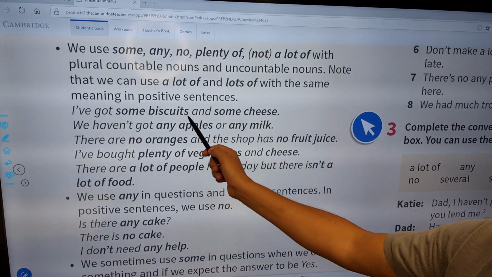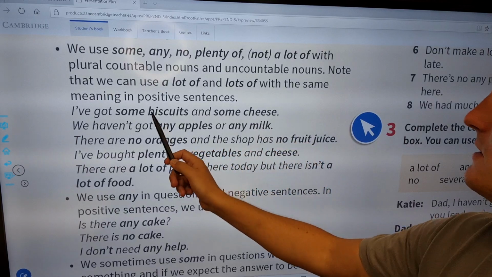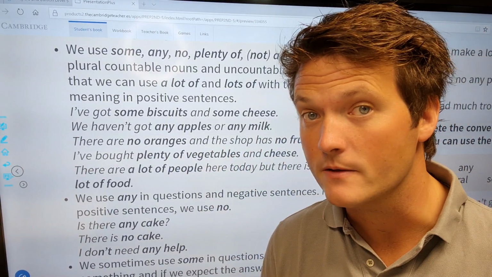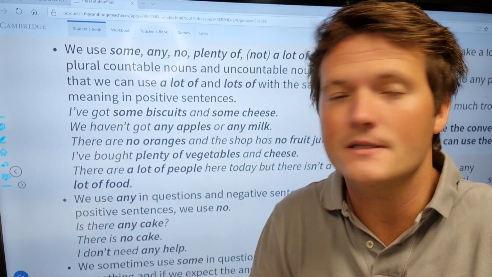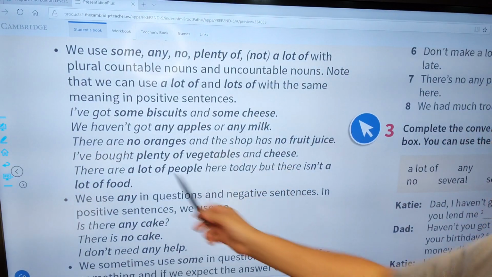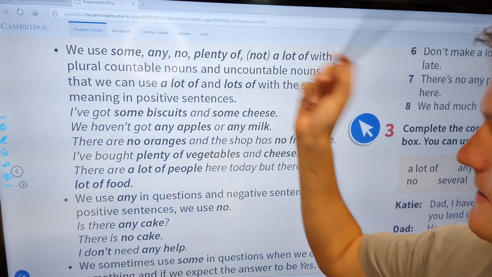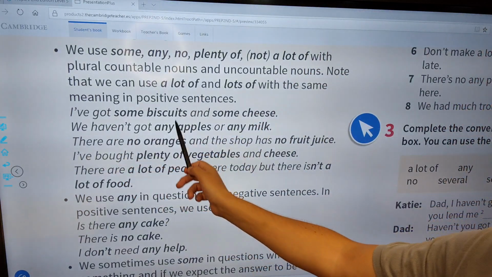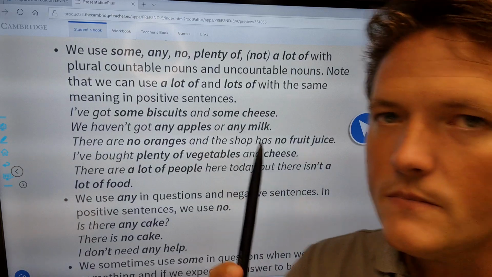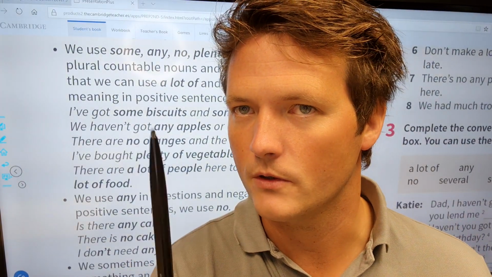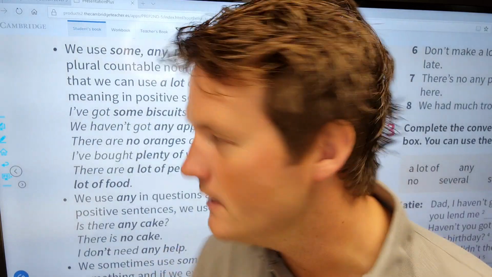I've got some biscuits and some cheese. Biscuits are countable. Cheese is uncountable, but we can say some for both. It doesn't matter. Some biscuits and some cheese, right? We haven't got, negative sentence. We haven't got any apples or any milk, right? Now this is important, what we are going to see in the next sentence, okay?